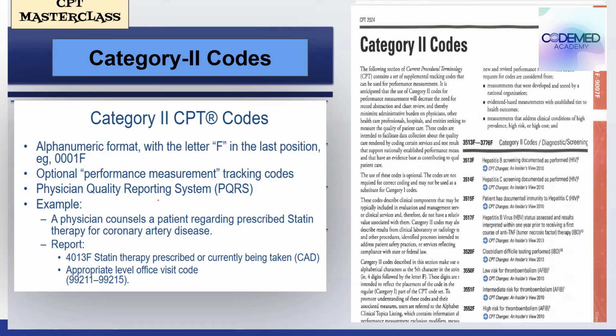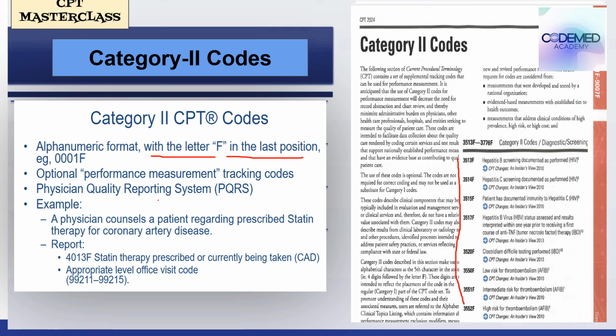Now let us look at the category 2 CPT codes. The category 2 CPT codes are alphanumeric in format. What do you mean by alphanumeric? That means they consist of the alphabet as well as numbers. If you see the category 2 code, they have the letter F in the last position. So the category 2 codes look somewhat like this. This is the list of the category 2 codes.